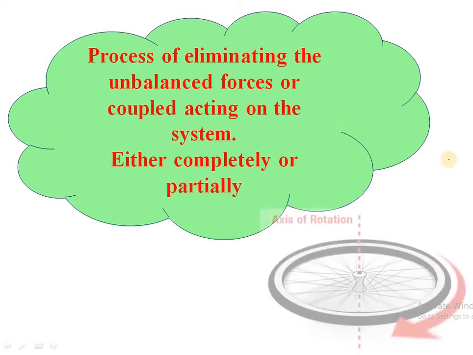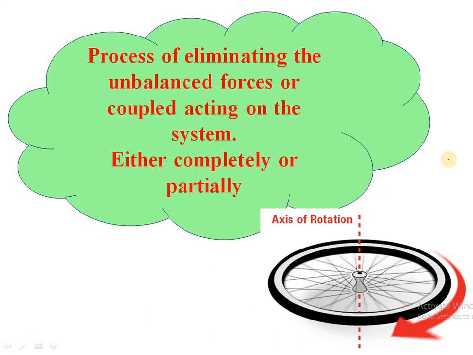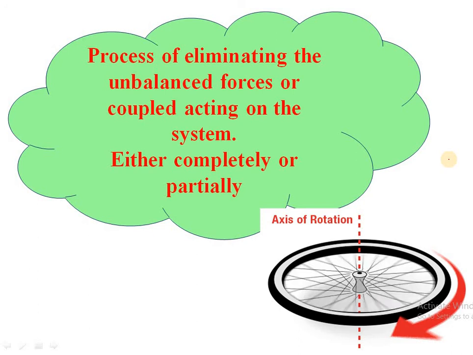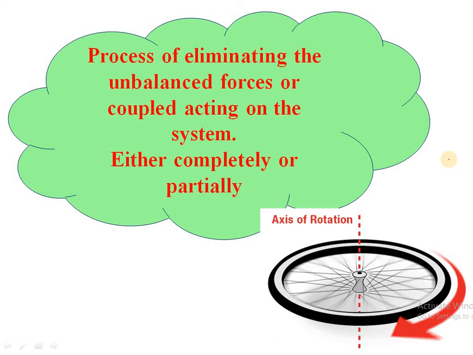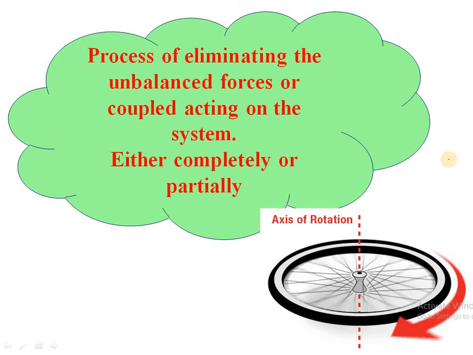So when will you say that the system is balanced? Here you can see that there is a wheel and there is an axis of rotation. This axis of rotation is passing through the center of mass of the wheel. When there is such a condition, then there is no unbalance. So you can say the system is balanced. So the system is balanced when the center of mass lies on the axis of rotation. If the center of mass does not lie on the axis of rotation, then there is some amount of unbalance in the system. Then that unbalance should be overcome by balancing the unbalanced force and unbalanced couple in order to reduce the vibration.